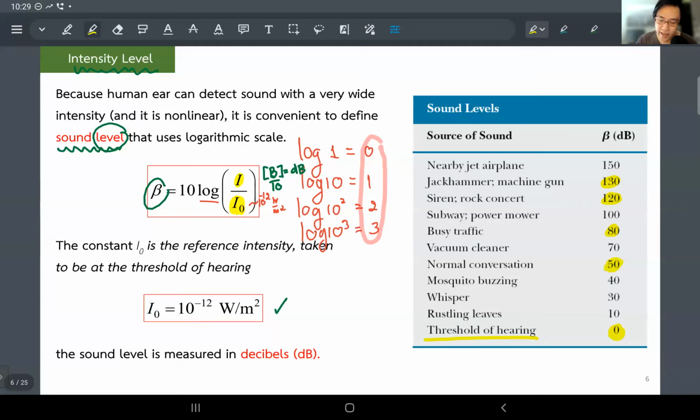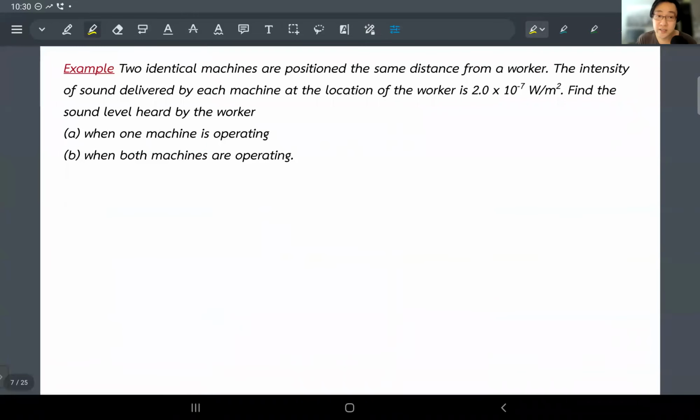When you're near a jet airplane, that's already 150 decibels, and that could hurt your ear, right? You can make your ear bleed if you stay very close without any protection. Cool. I hope that's what it is, and that's just the definition. For the rest, just take a look at some examples and it's done. Is that cool? Sounds okay.